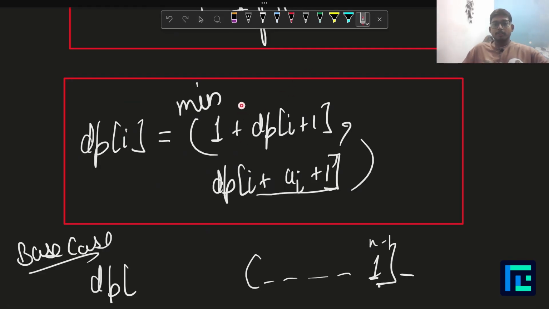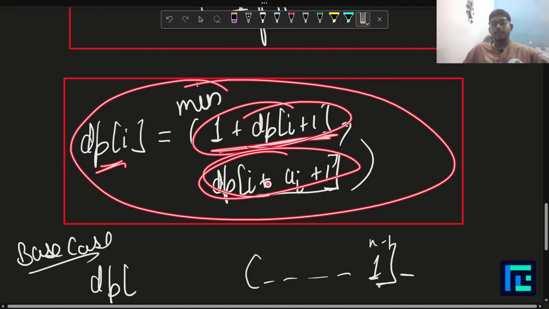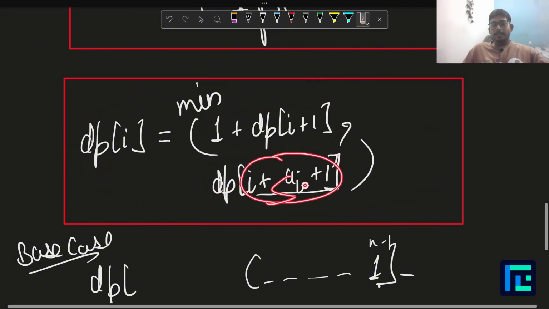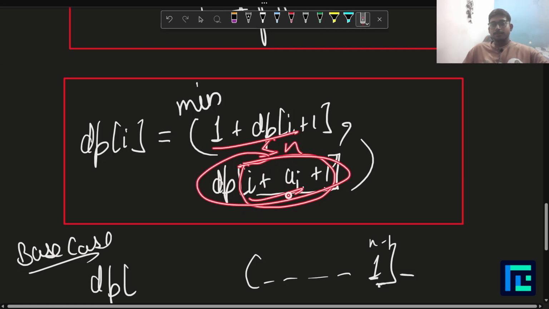Now inside the loop I would write my transition. This thing would always exist, and for this we have to check whether this is less than or equal to n, then only. So I can directly write dp[i] as this, and then take the minimum of that with this. If i + a[i] + 1 is less than or equal to n, then we take the minimum of this and this, otherwise we leave it as it is.